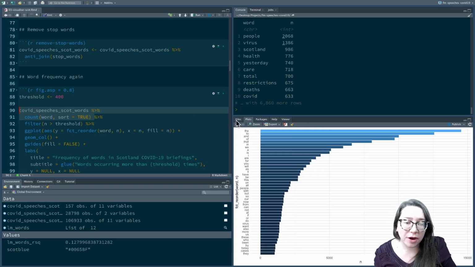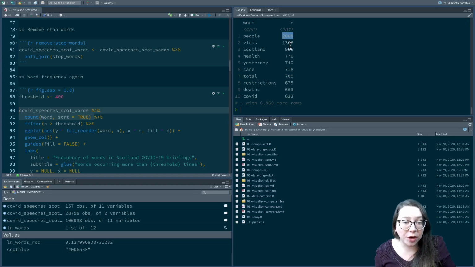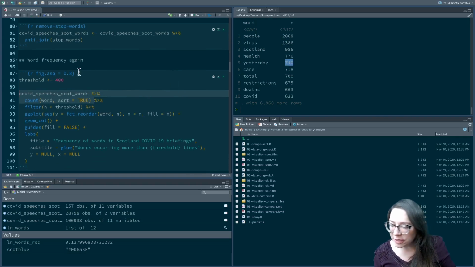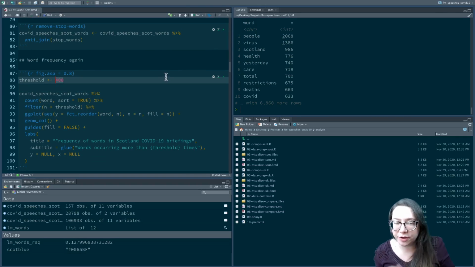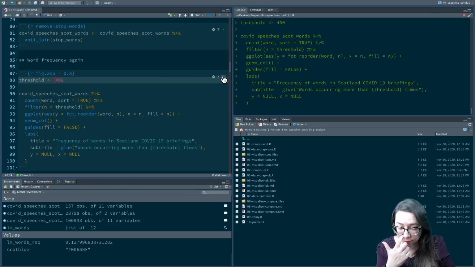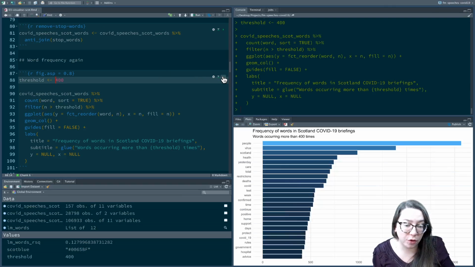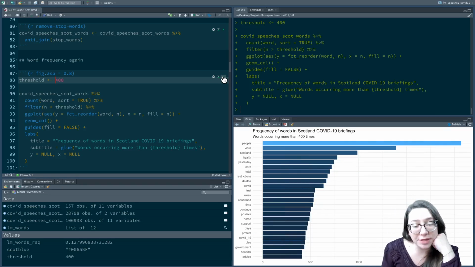So now we are actually seeing that the words that appear on top, the most frequent, are things like people, virus, Scotland, health, yesterday. These seem a lot more like things that we would expect to see as common words. So I'm going to give a threshold of 400 here, in terms of figuring out how many words to plot. If a word appears more than 400 times, let's plot it. And so this is what our visualization looks like now.